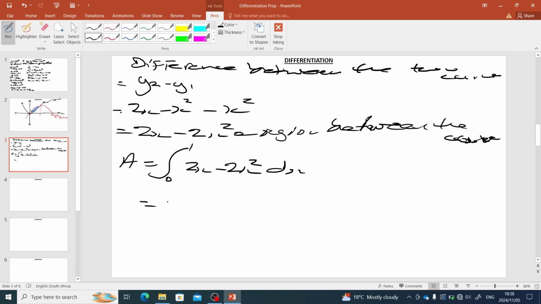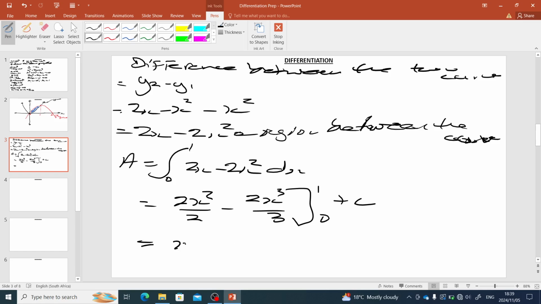We can then integrate. Now in integrating the above, we will have 2x squared divided by 2 minus 2x cubed divided by 3. Right, then our limits would be 1 and 0 plus c. Okay, and then in simplifying it further, 2 and 2 will cancel out. We'll have x squared minus 2 over 3 x to the power 3.